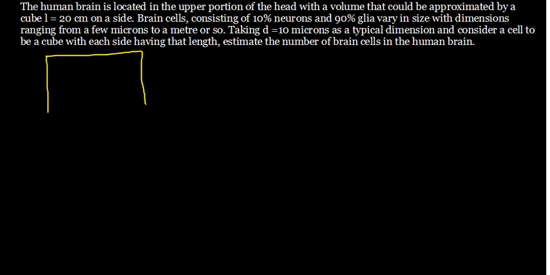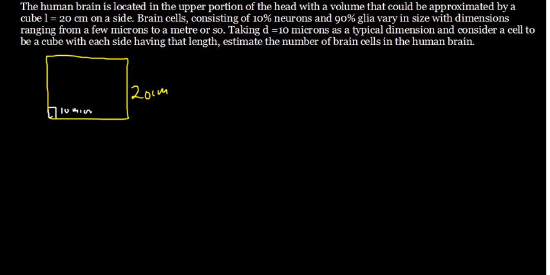You have got the brain. Each side is 20 centimeters, but the brain is made up of cells, and each cell, each side is 10 microns. Now the question is, estimate the number of brain cells in the human brain. So how many cells do you have in a brain? That is basically the question that we have.